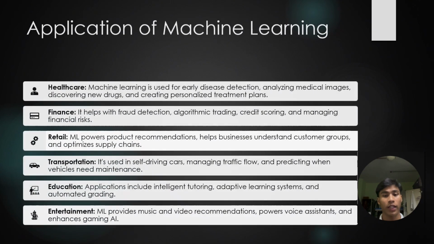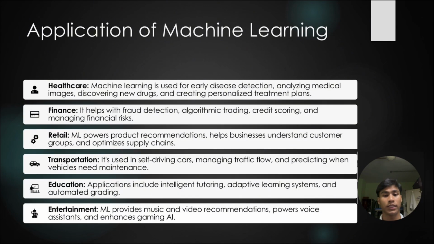In healthcare, it helps doctors to detect disease early, read medical images, and find new medicines. For example, IBM Watson gives doctors research support, and AI scans can find tumors faster. In finance, banks and companies use it to stop fraud, check credit scores, and trade stocks. PayPal uses ML to quickly catch fake transactions.